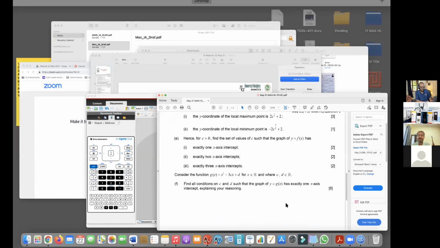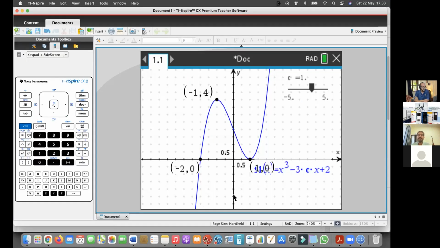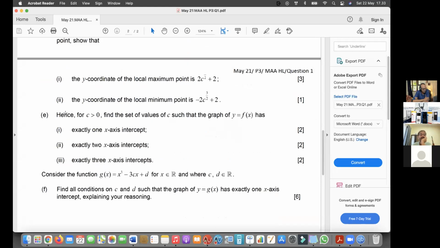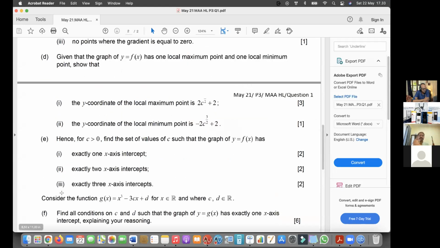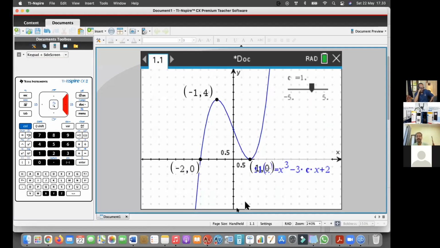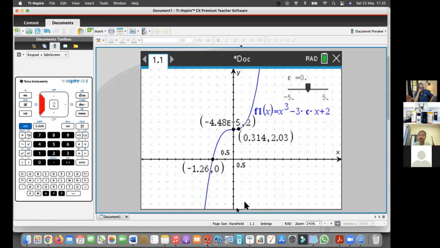Please feel free to drop in the chat your views. What do you think? In the domain of 0 to 1, we have exactly one root. And remember one more thing, all these are related. Let me give you a hint: parts D and E are very closely related. Let's investigate this again in the calculator.